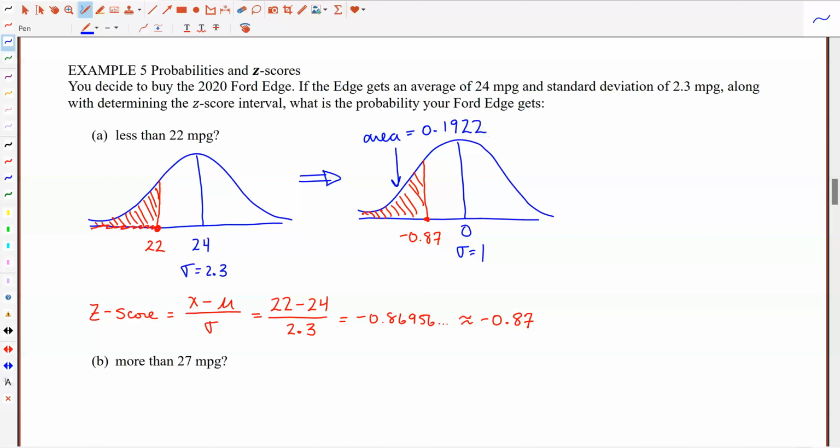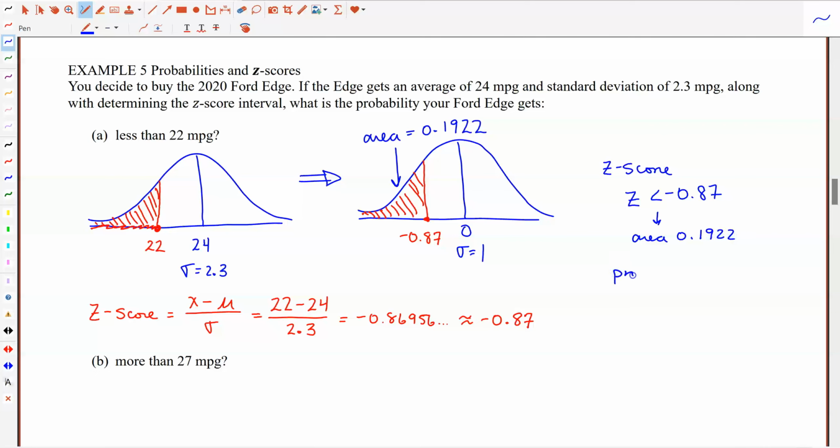Alright, so the z-score interval that I was looking at, I want my z-scores to be less than 0.87. Okay, this ultimately gave me an area of 0.1922. So to tie back everything together, this comes back and answers my original question.